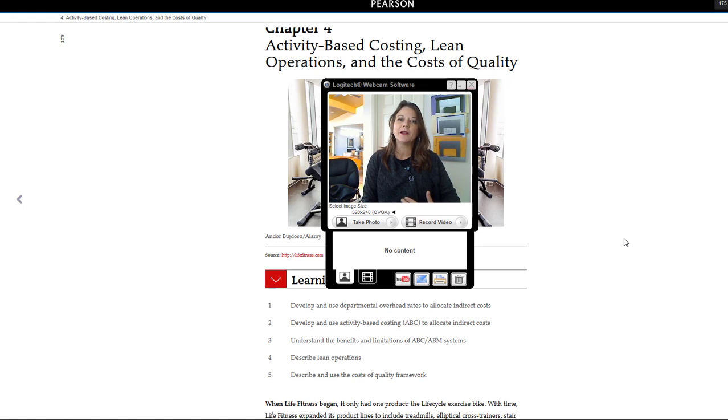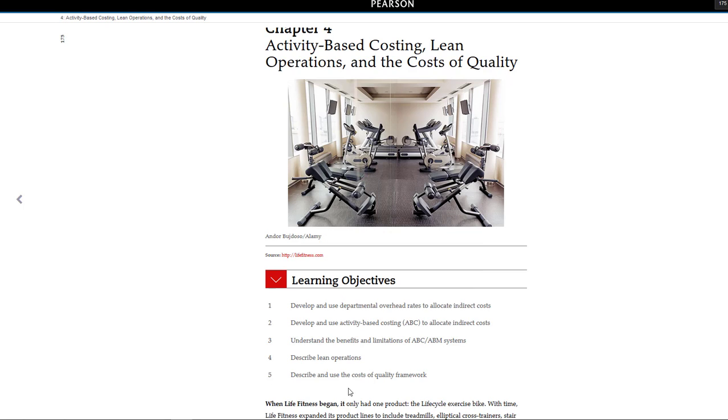Within Chapter 4, another area I saw that several students had questions was with learning objective number 5 and the total quality management, excuse me, and the costs of quality. So let's go over that learning objective, look at some of the basics again, and then we'll go over a problem related to that. So if we look at the learning objective, number 5, it's to describe and use the costs of quality framework.